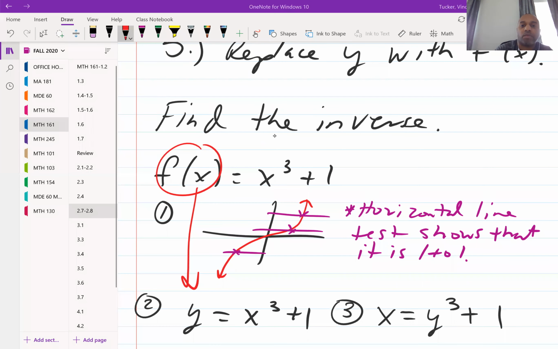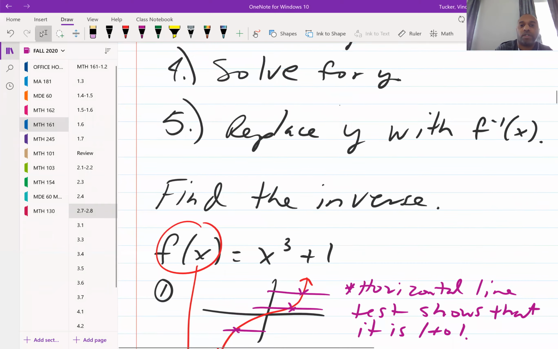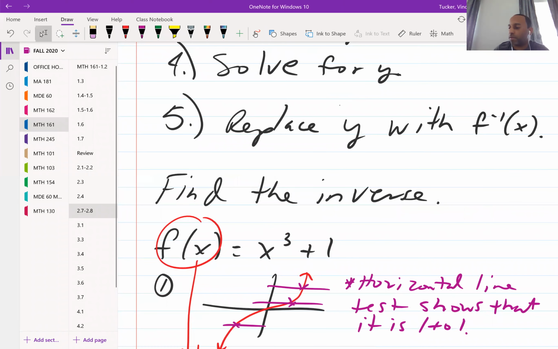Oh, hold on. Somebody asked what's after the interchange? Solve for y. That's step 4, solve for y.